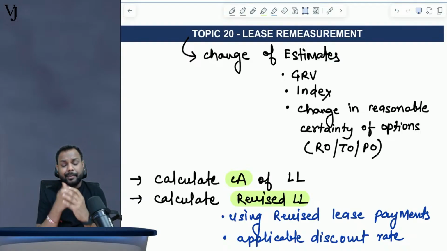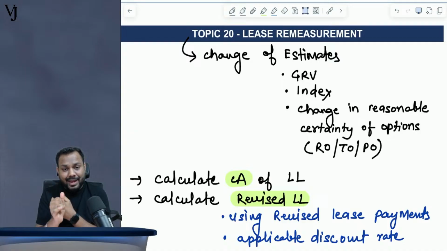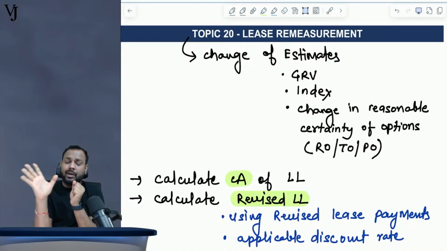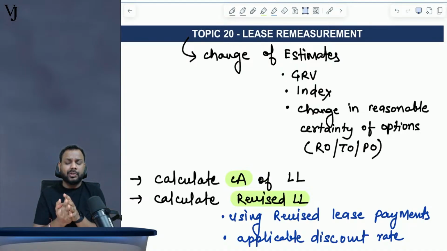Now, what are the estimates made by the lessee? Estimates can be the estimate of guaranteed residual value, the index, the consumer price index, or the reasonable certainty of exercising any options. Now, the standard says that whenever there is a change of the estimates, the accounting has to be done prospectively, following the principles of IAS 8.